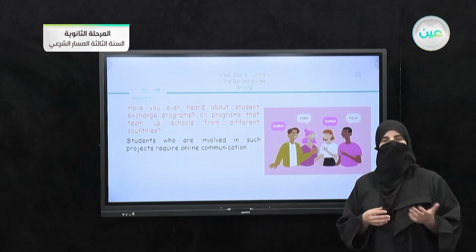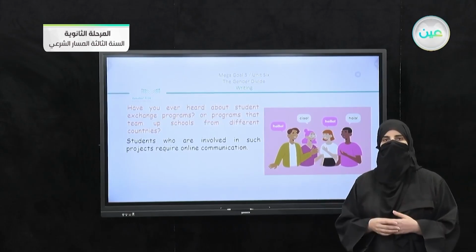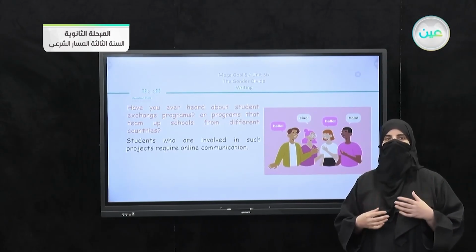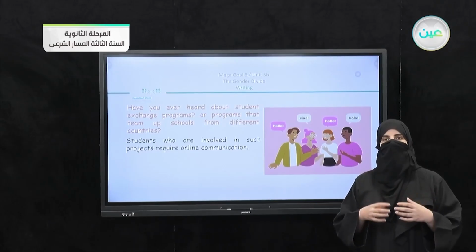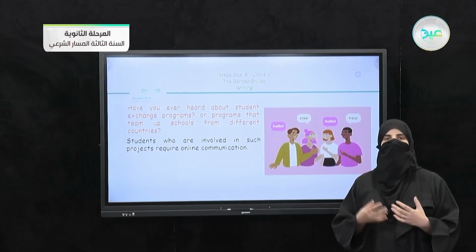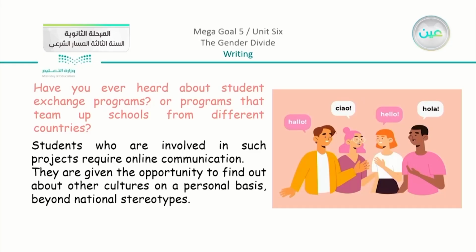So you can communicate with a school in Europe, for example, or in America, or in any other part of the world. So once you have the idea that you are communicating with someone who is not of the same culture, you will be able to write or describe the way to communicate with these people. They are given the opportunity to find out about other cultures, and this is the basic part: we are studying the other culture, and getting to know something else besides our own culture.